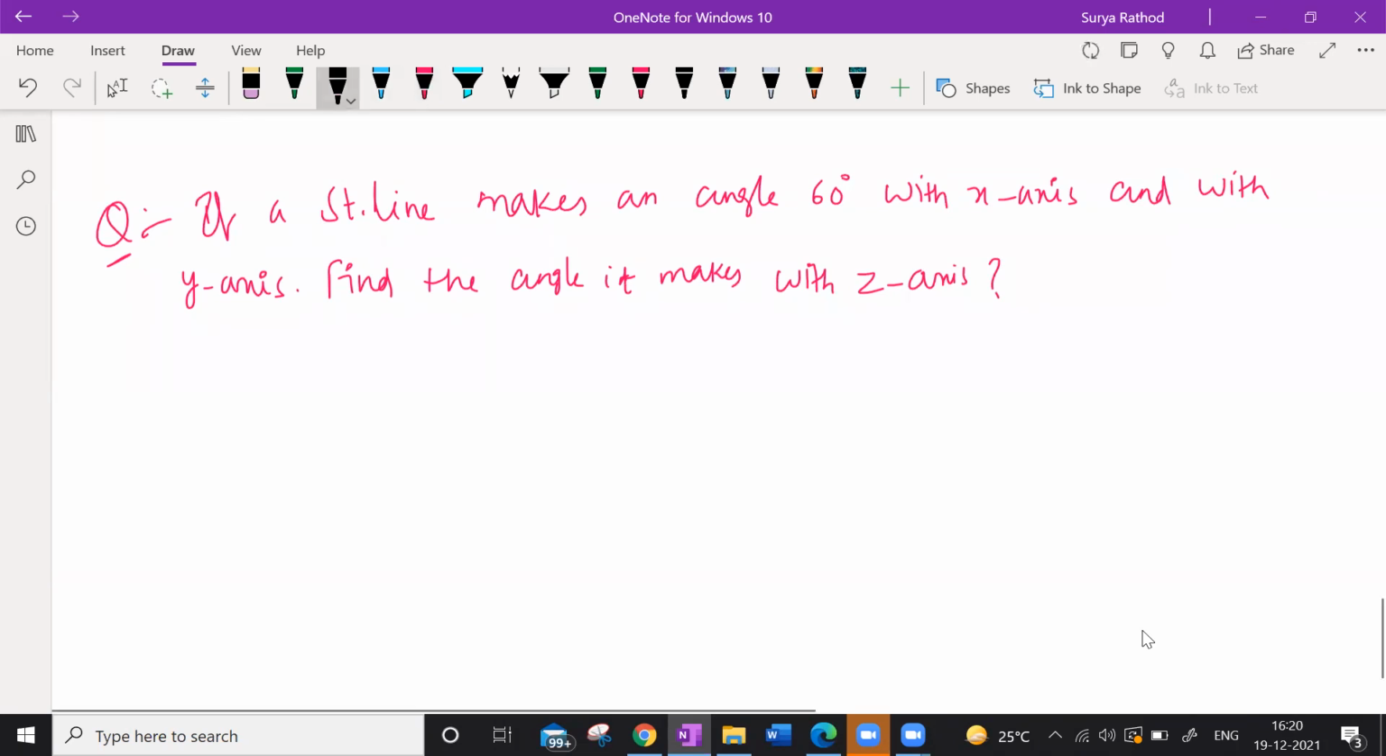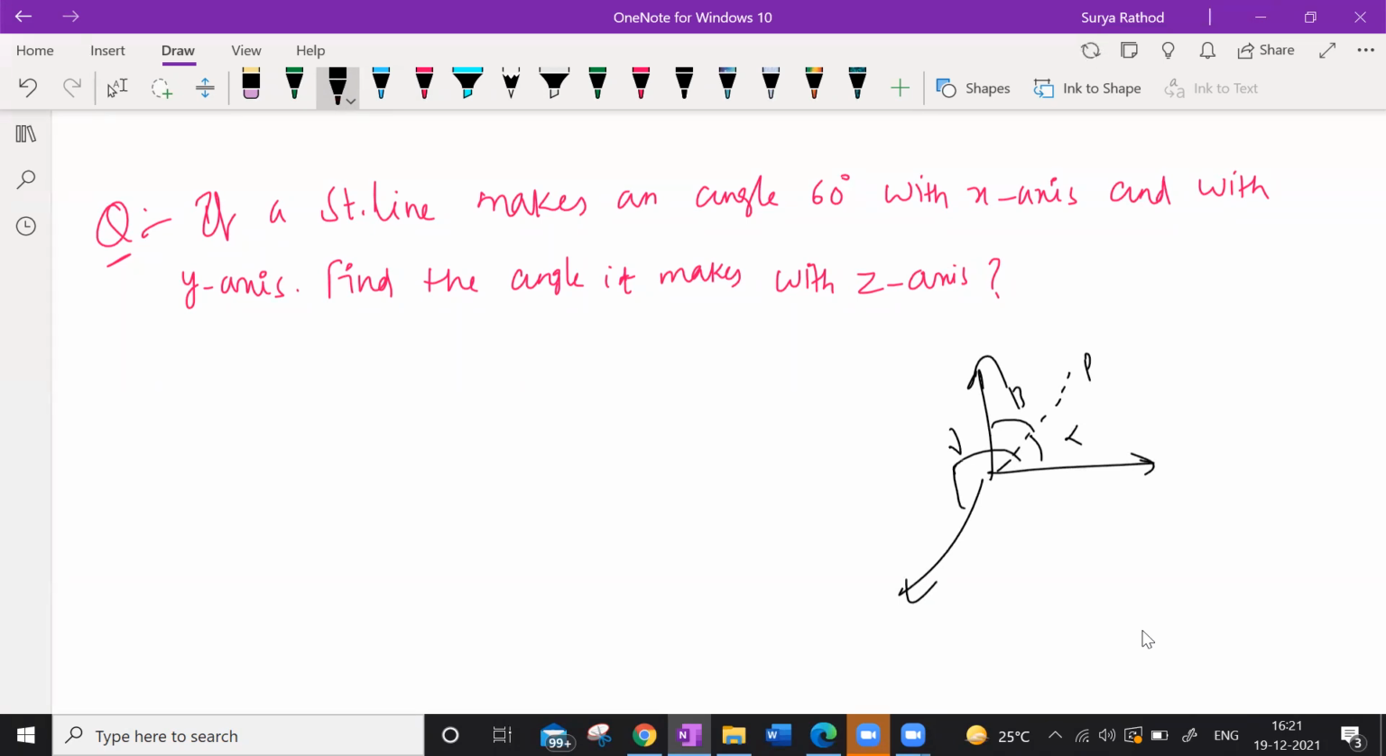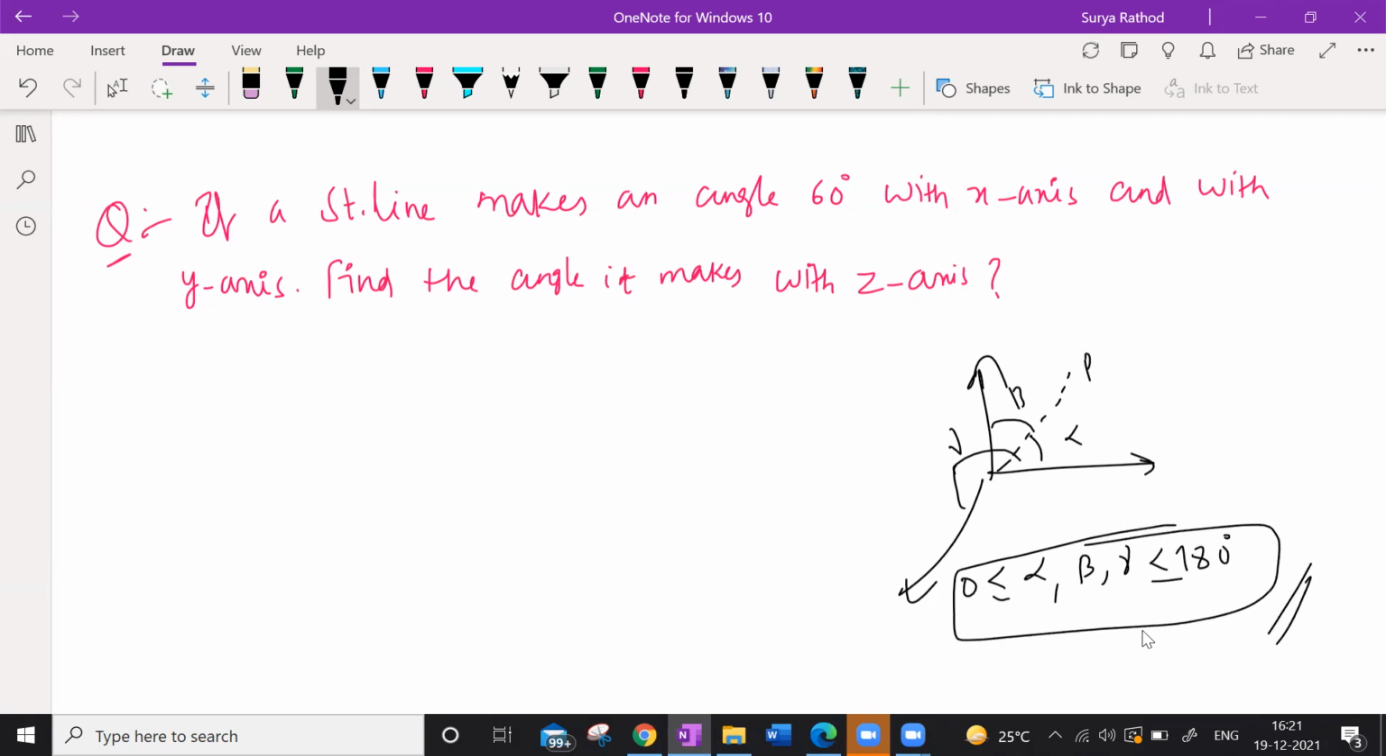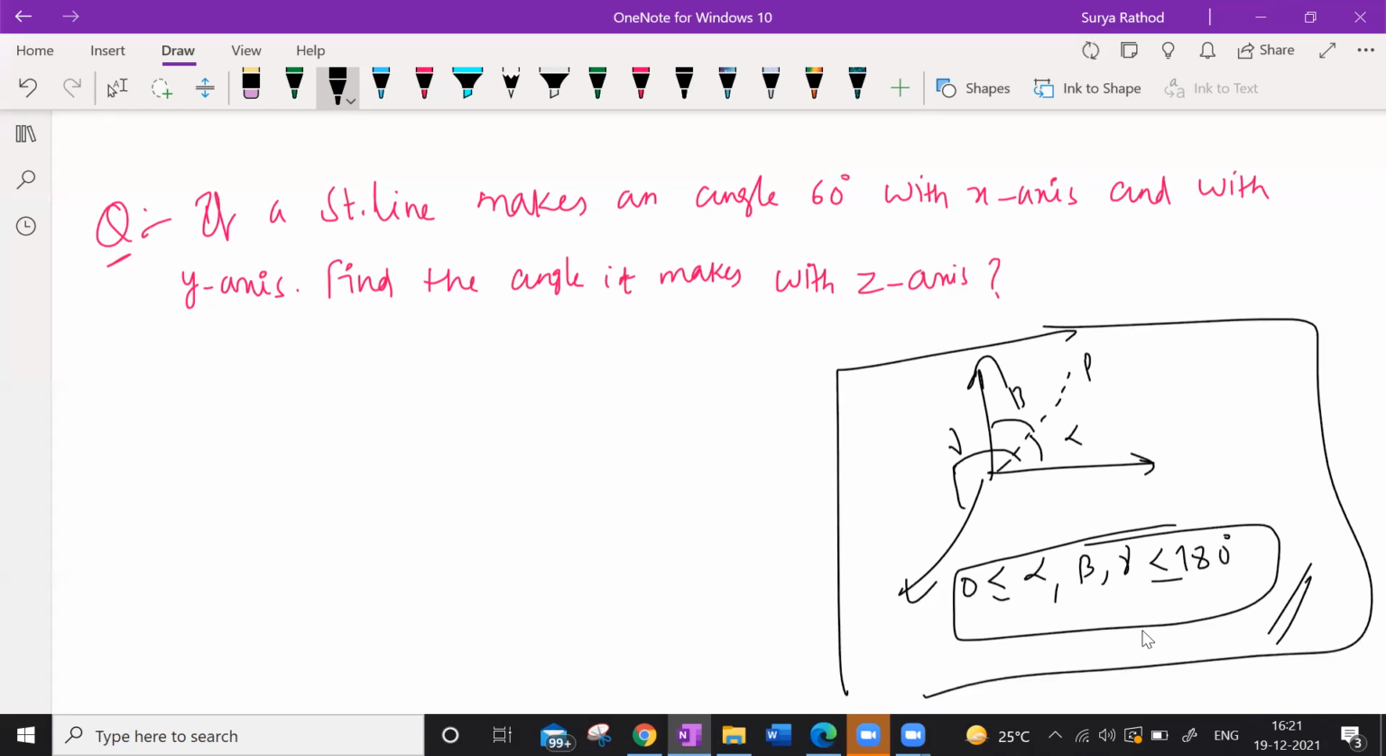And one more thing, guys. Everyone try to understand here. In direction cosines, I told you yesterday, if I have a point here, this is my alpha, this is my beta, this is my gamma. Here alpha, beta, gamma always lie between 0 and 180 degrees. This is the note. By using this and the direction cosines concept, you have to find the answer to this question.